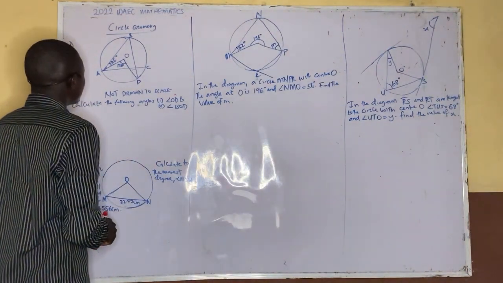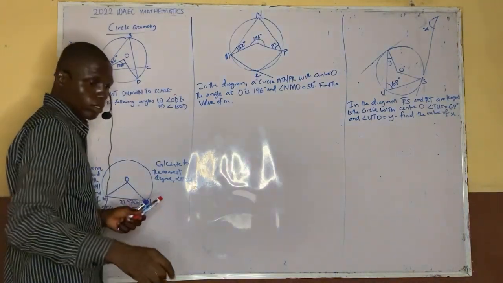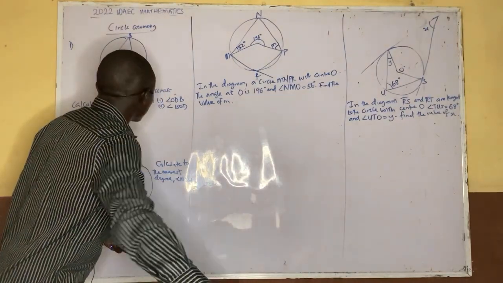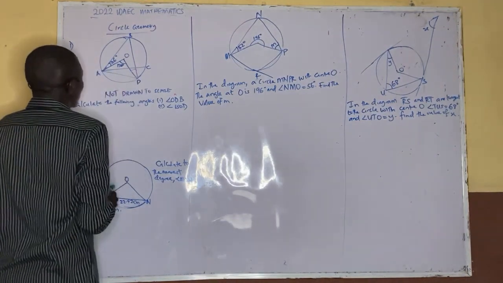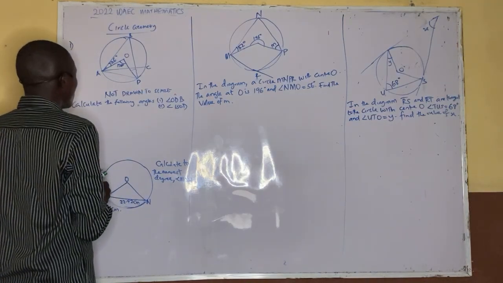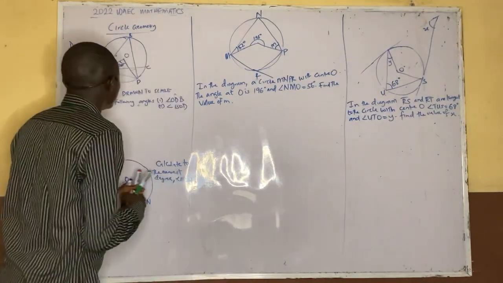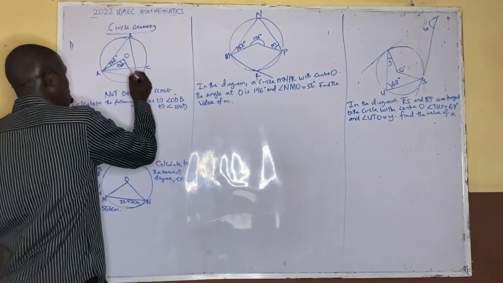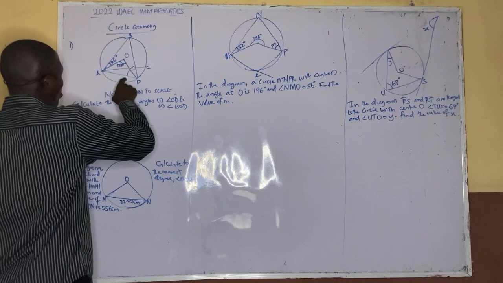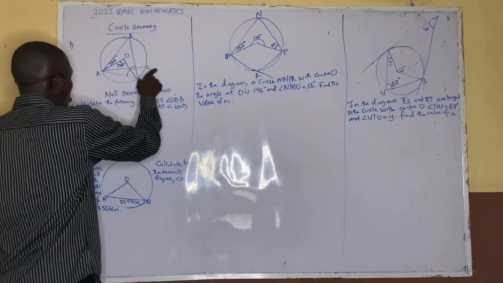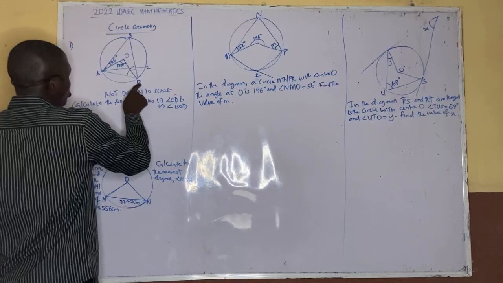Now, how do you go about it? The first thing you need to note is that you cannot just get this angle until you complete something here. Look at this, I have to complete this triangle. After I complete that triangle, I need to get the whole angle here. Don't forget I'm looking for D, which is the red marker here. I need to get angle ADC first, before I can get angle ODB.